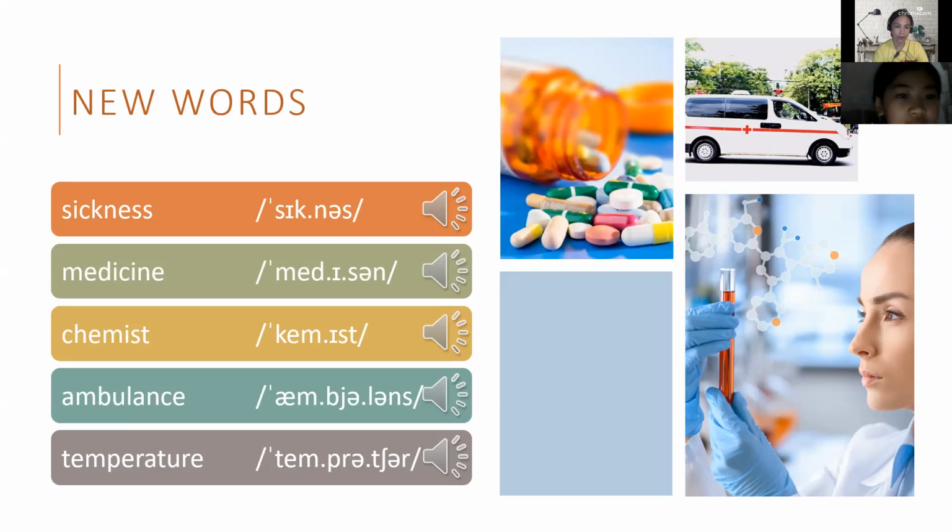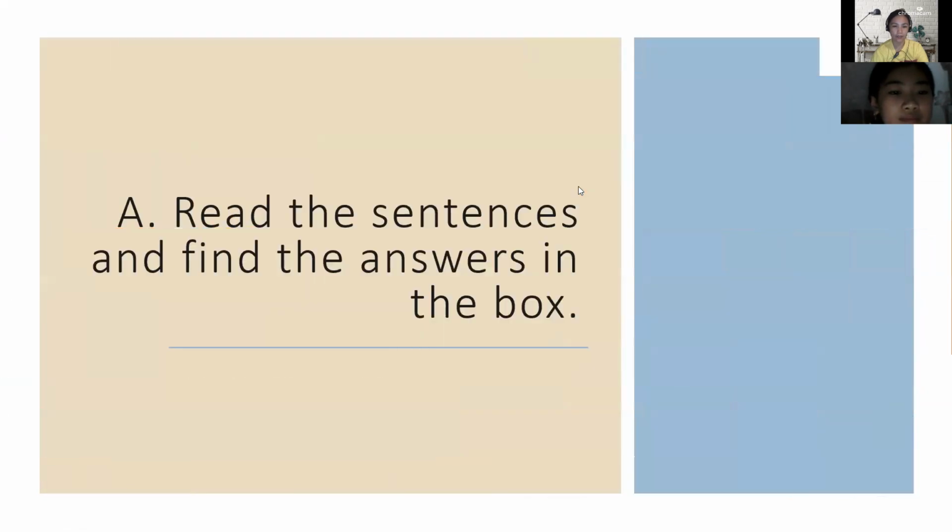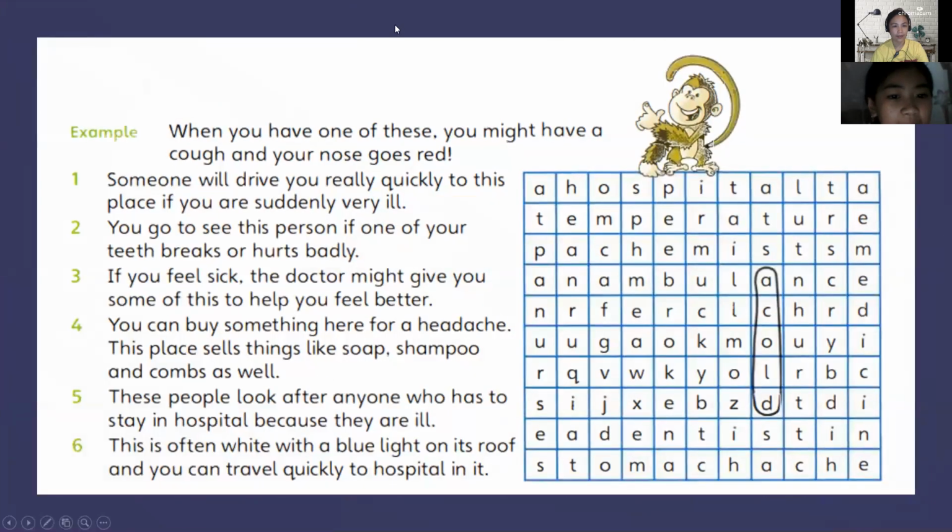Okay, let's go. Read the sentences and find the answers in the box. Are you ready? Okay, look at number one. Look at the example, baby. When you have one of these, you might have a cough and your nose goes red. The answer is a cold.